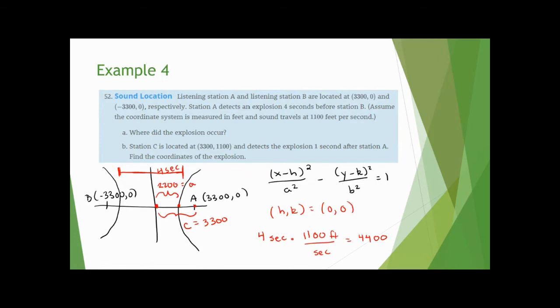So we had to use the fact that they tell us the explosion is detected by A along their little hyperbola 4 seconds before B. And then we use that to convert it to feet, knowing the speed of sound. And then half of that will give us the distance from one vertex to the center, which is 2,200, and that's a. So now we know a, and we know c. We need to use those to solve for b. So I'm going to go into my next screen here.